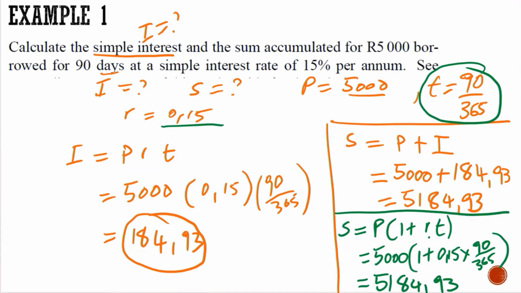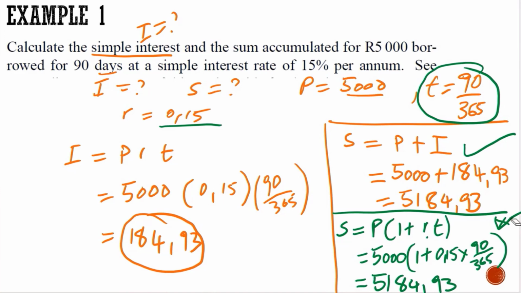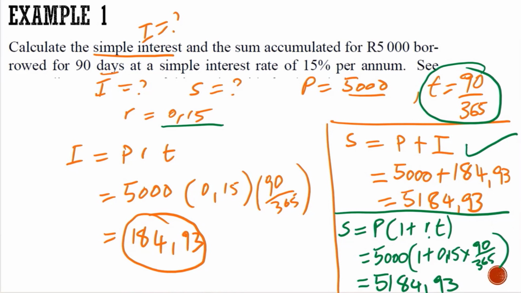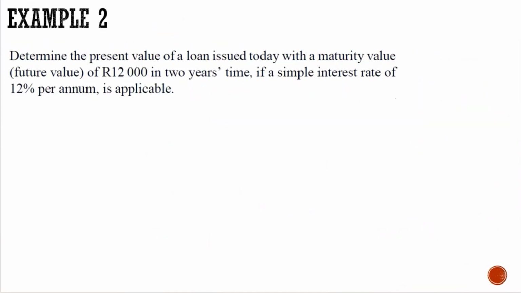Okay, so this is yet another way of calculating. So you don't need to be stressing and say, I don't know the other method. You can use this one or you can use that one. Those are the two different methods of calculating the accumulated amount. Let's look at another question. Here this question is saying we need to determine the present value.